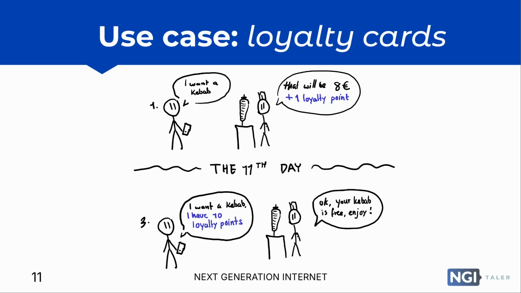But then we can also, for example, have loyalty cards, as I explained in the kebab example. I go to the kebab shop, and that will be 8 euros, and I get 1 loyalty point. So then on the 11th day, because I ate too much kebab, I go to the kebab shop, and I already have 10 loyalty points. And then the kebab is free, because I give those loyalty coins to the seller.